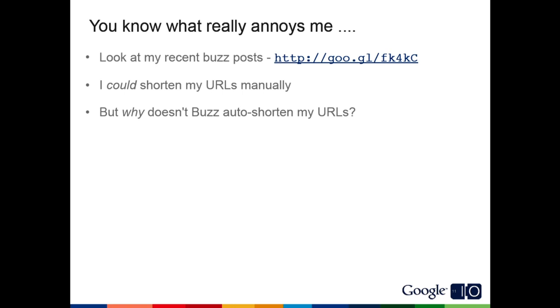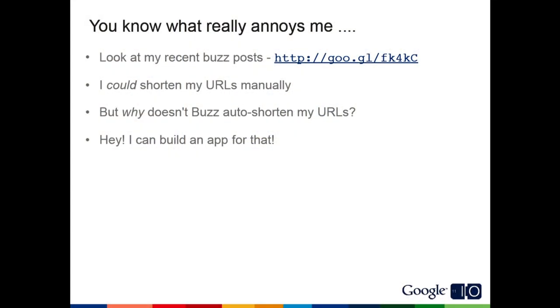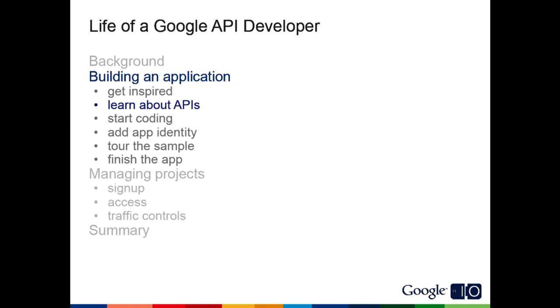But it would be really nice if Buzz were to sort of auto-shorten my URLs for me. But, of course, Buzz doesn't do that, at least not yet. But then I realized there are APIs for these things. So I can build the app for that. At least I think I can. So this is what I'm going to build. Today, we're going to walk you through building a URL shortening agent that just watches your Buzz feed and cleans up your URLs for you.